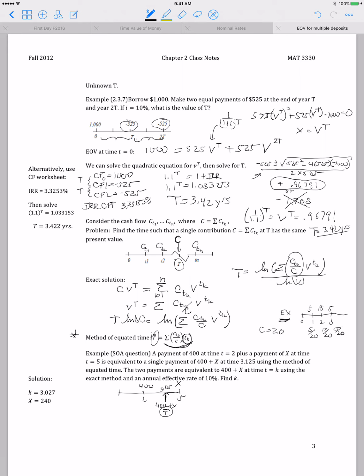So let's write down the equation for T bar. We have T bar is equal to, so the sum of my cash flows is 400 plus X. So the weight at time 2 is going to be 400 over 400 plus X. That's the weight at time 2. The weight at time 5, which is where the cash flow X occurs, is going to be X over 400 plus X.